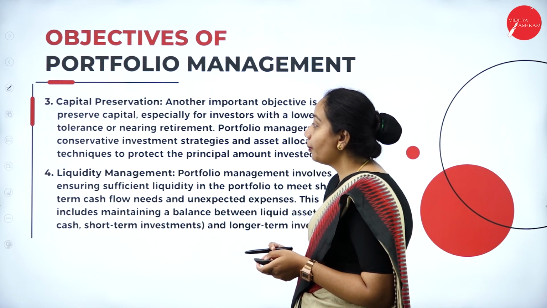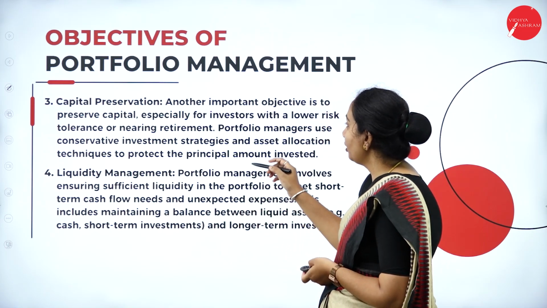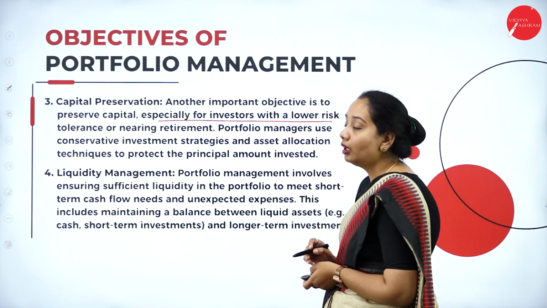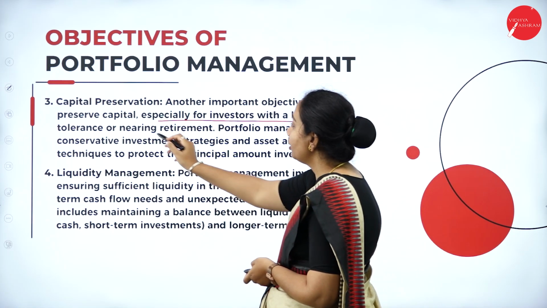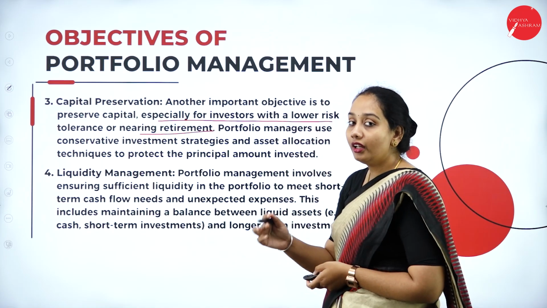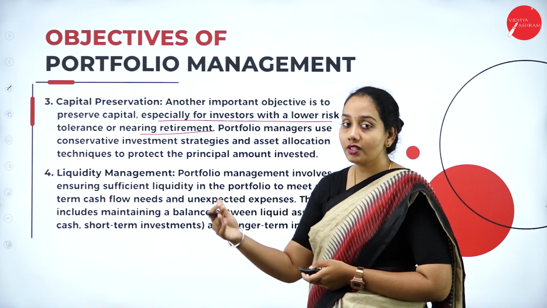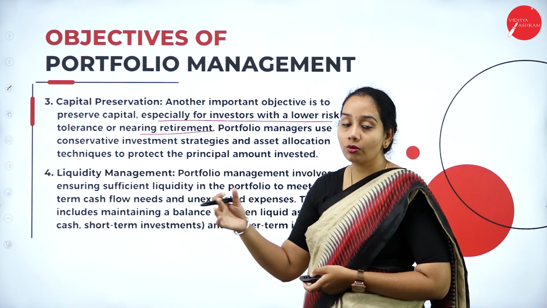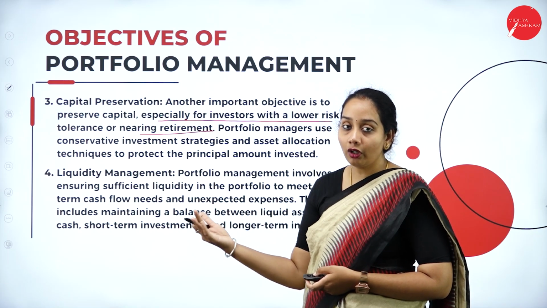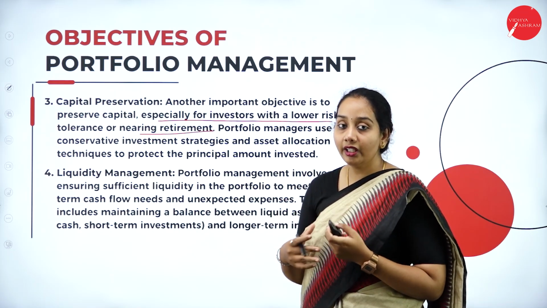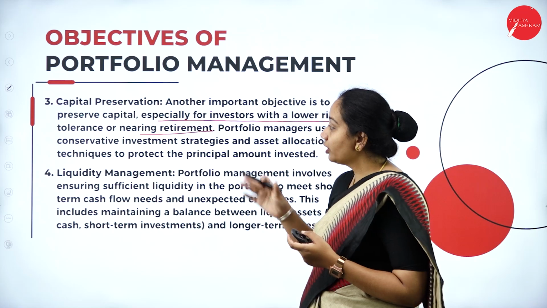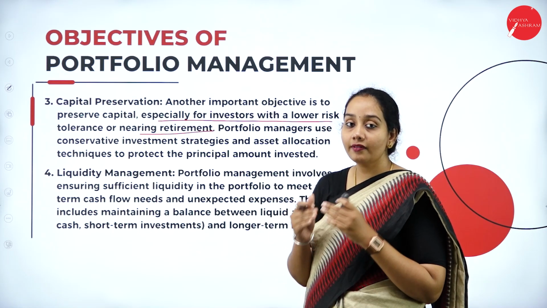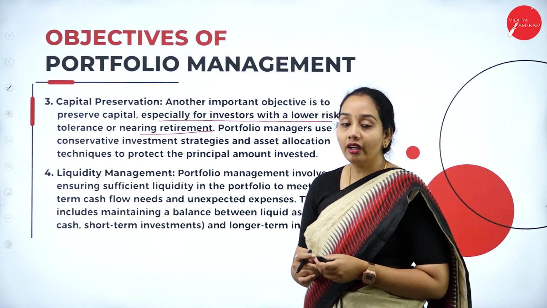Next objective is capital preservation. So another important objective is to preserve the capital, especially for investors with a low risk tolerance and nearing retirement. So the main objective of an investor is what? To have the money during the retirement age. During that time an individual cannot work and cannot get a stable income. So that is the reason why the individual will be investing now, so that they can enjoy their retirement age.